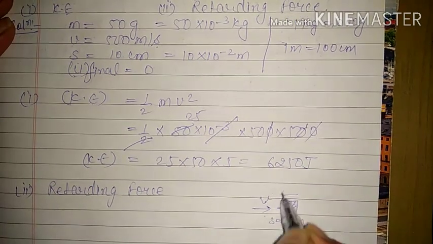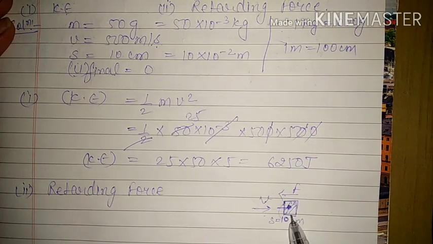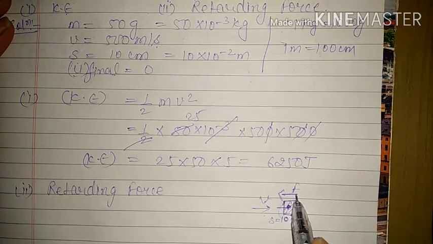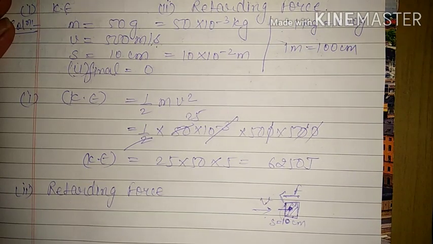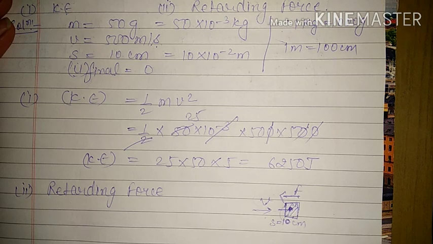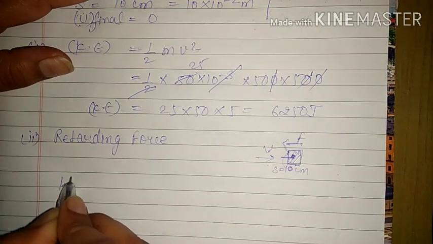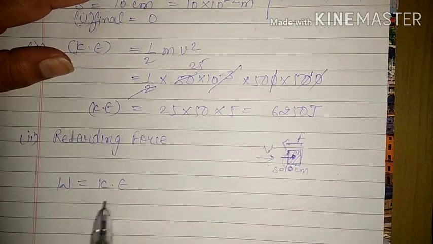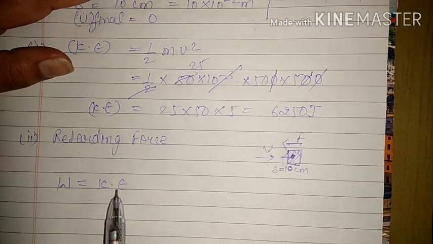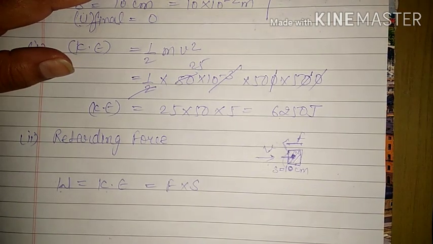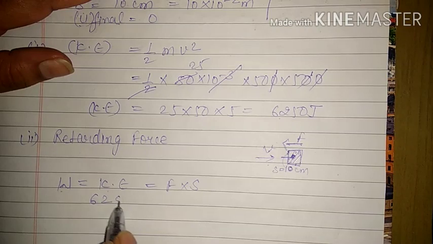That means one retarding force is applied by this target at rest, and this opposite or retarding force only we have to find out. Now we have learned a definition for kinetic energy. Kinetic energy is the amount of work which a body can do before coming to rest. So here the kinetic energy we have calculated is the amount of work done before the body comes to rest. So this kinetic energy is equal to work done, and work done is equal to F into S. This work or kinetic energy we are already having, 6250.